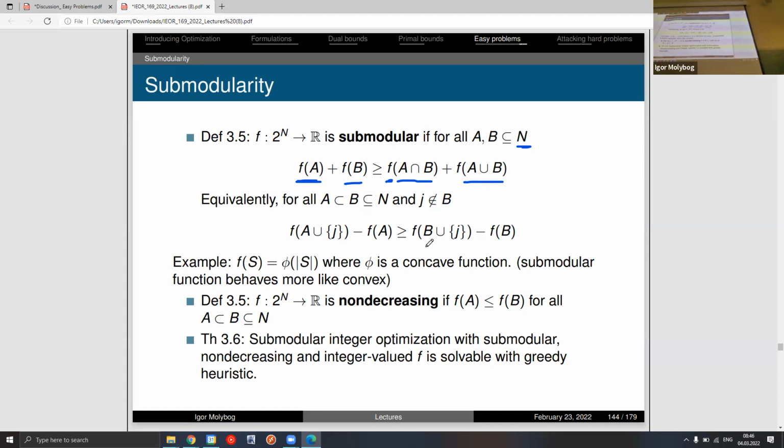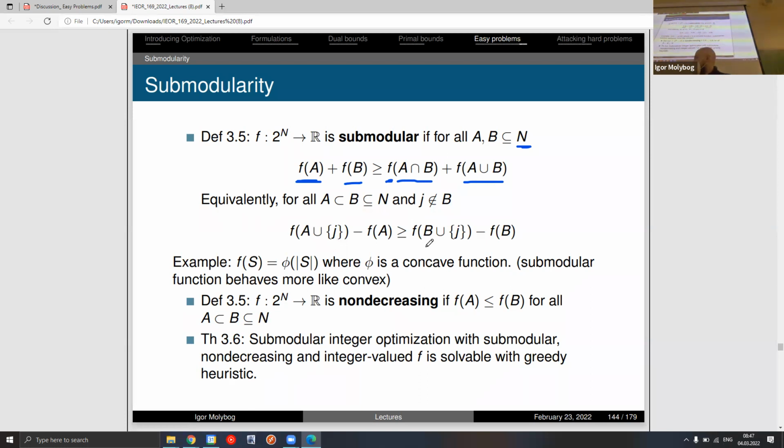The property that function f must satisfy is that for the smaller set, inclusion of a new number must be more significant than for the larger set. So if you were to join J with A, that would give a greater increase for the function f than if you were to join J with the set B. So this is a definition.